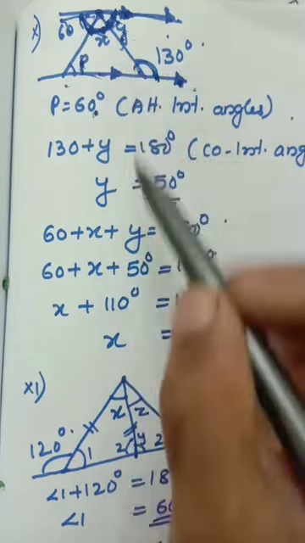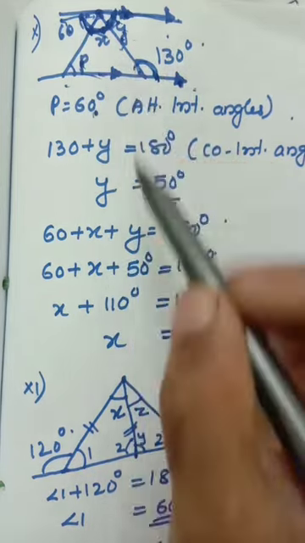See, vertically opposite angles are also equal. I have given angle 1 and angle 2. You know angle 1, how much? When you add this linear pair, 180 minus 120, you will get 60 degree here. These two angles are equal. Here 60, then here also 60.